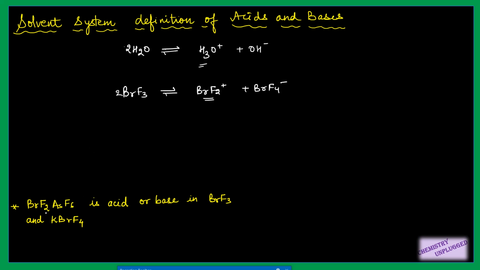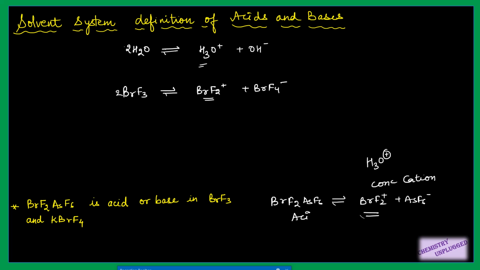Let's see this example: BrF2AsF6 is an acid or base in BrF3, right? First you have to identify this one. If I dissolve it in BrF3, what will happen? It will give me BrF2+ and AsF6-. So it is increasing the concentration of cation, which means we can compare it with H3O+. So what is it? It is an acid, right? We can do the comparison with water.